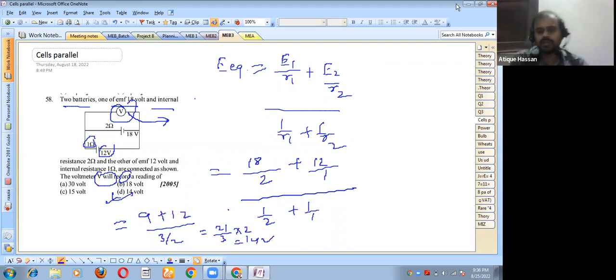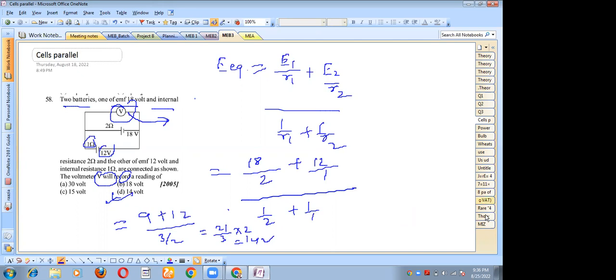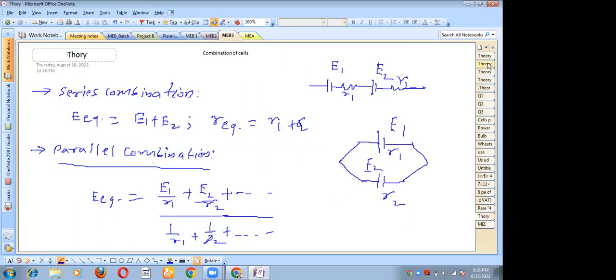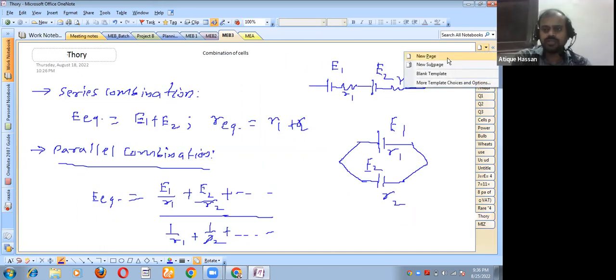That is how to apply the parallel combination of cells, and we can solve the question. All of you got this? Any doubt, please ask. Okay. Moving to the next theory, which is very easy.